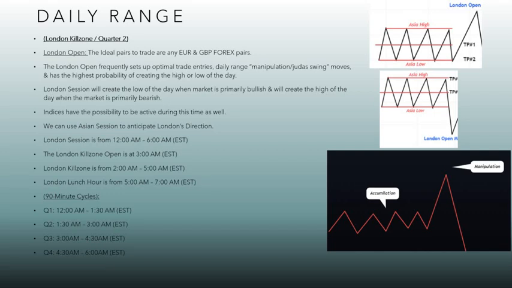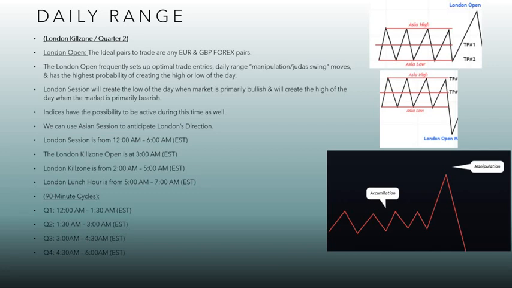Now, the London kill zone open at 3 a.m. This is one of those opens that the market can have the Judas swing. It can manipulate into. So knowing this, you aren't going to get tricked into the market, and you won't get tricked out of the market, which is why knowing when these kill zones happen and when the opens happen gives you an advantage. It gives you an edge over the market.